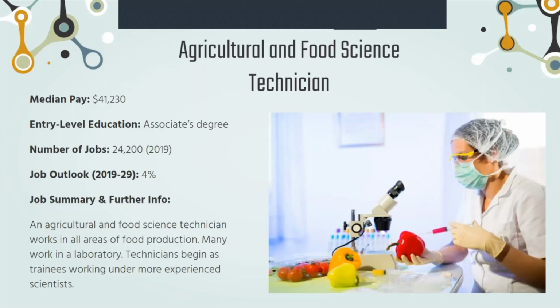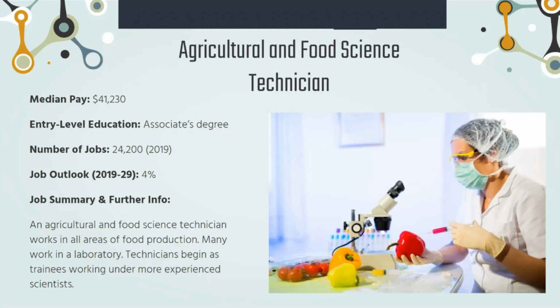As a job summary, an agricultural and food science technician works in areas of food production. Many work in a lab, as you can see in the picture, and they begin as trainees working under more experienced scientists. With a job outlook of 4% over the next 10 years, it is growing slower than average. And it had 24,000 jobs in 2019.